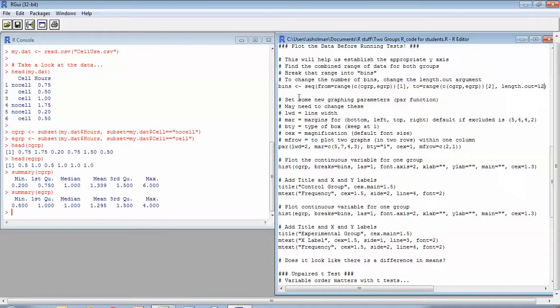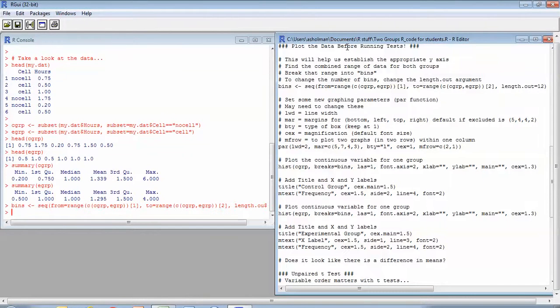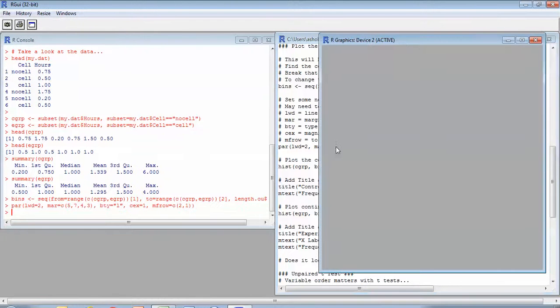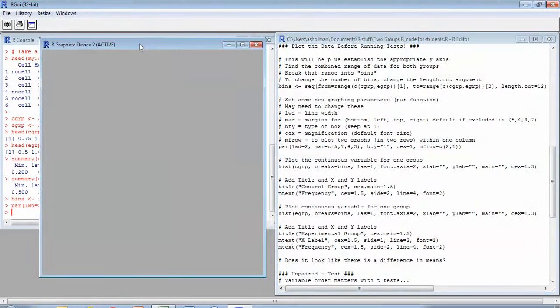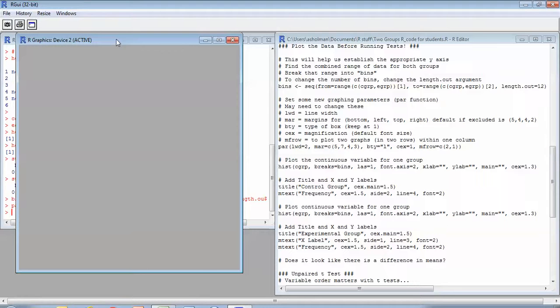And so we have graphing parameters we're going to need to set now, and I've set them for you, but if you ever wanted to change them, I've just given you a little bit of what these mean. But if I run that bins line, and then I run my parameters line, you're going to see a box pop up. That is for our graph.